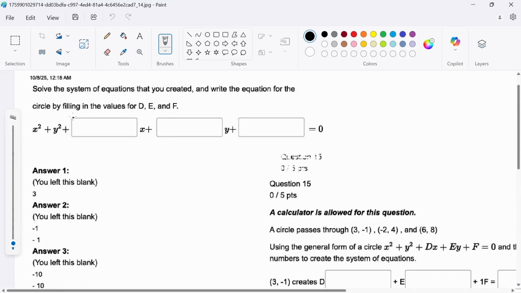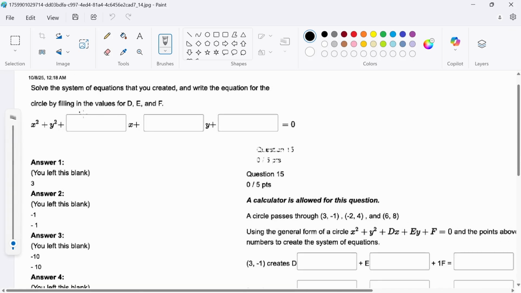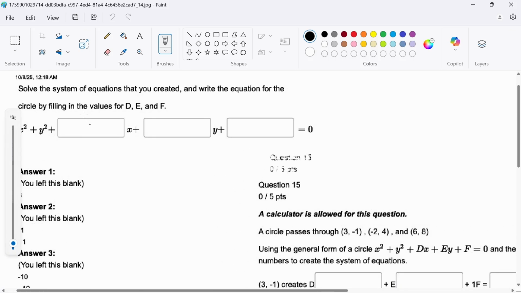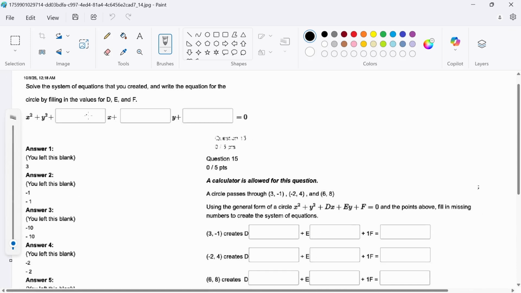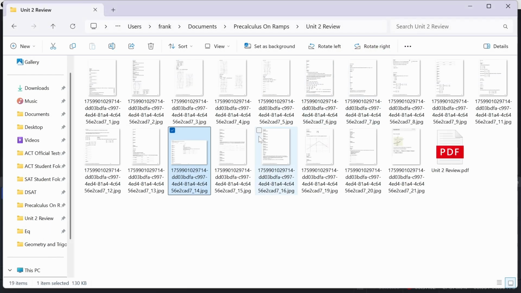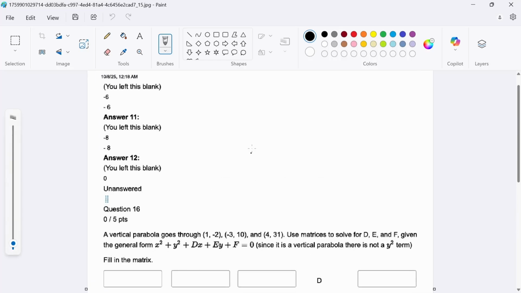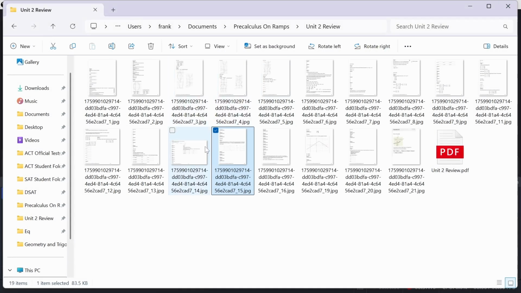Is this question 16? Yeah, this is 16, even though I deleted the number, but it says, solve the system of equations that you created and write the equation for the circle by filling in the values of D, E, and F. And it said this is 15 part 2, I guess. Wait a minute. Is this 15 part 2? Because this is question 16. Yeah, that's 15 part 2, and I can use the calculator.